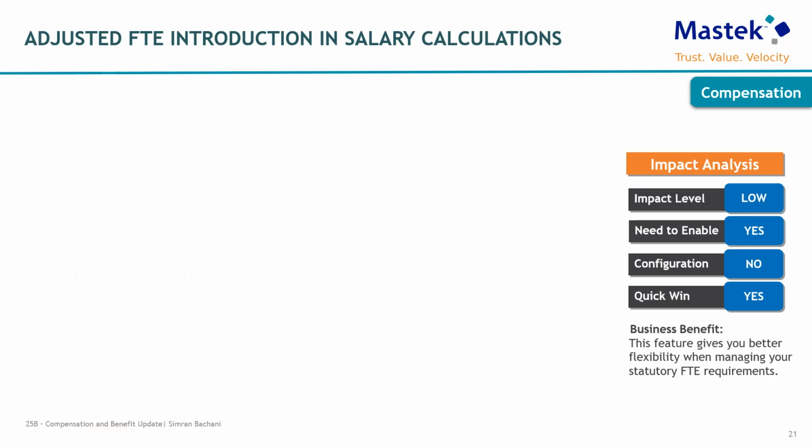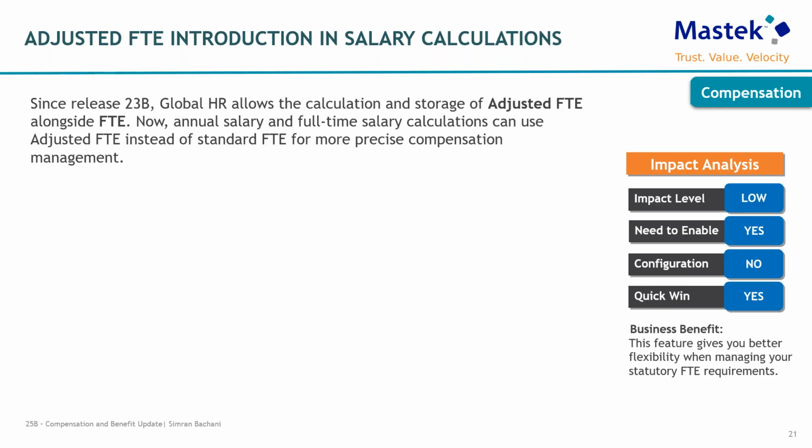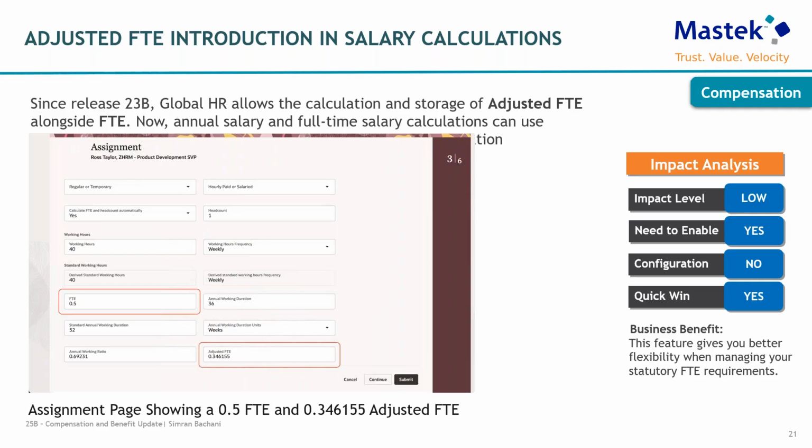The next is adjusted FTE introduction in salary calculations. Global HR now allows the use of adjusted FTE alongside standard FTE for calculating annual salary and full-time salary starting in Release 23B. This enhancement provides greater flexibility in managing statutory FTE requirements, offering a more accurate calculation of compensation based on adjusted FTE. It improves the overall compensation management process within Redwood.